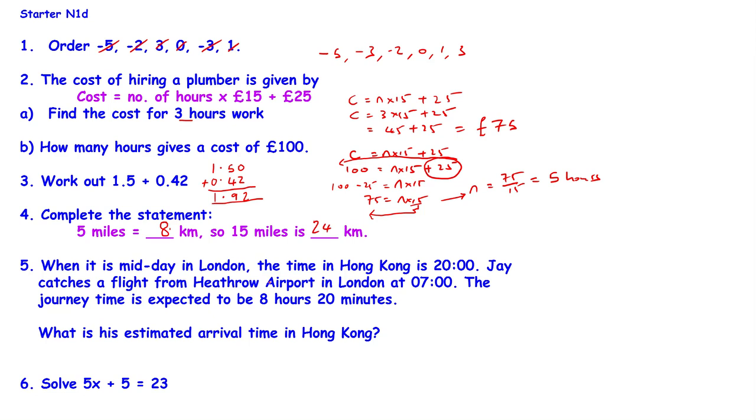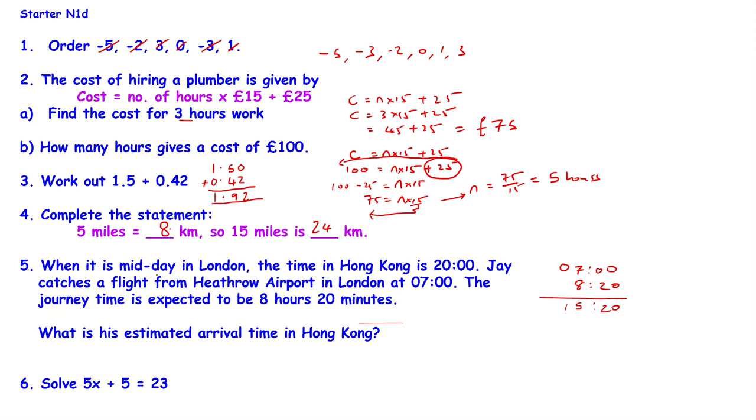Question number 5. When it's midday in London, the time in Hong Kong is 2000 hours. J catches a flight from Heathrow in London at 700 hours, and the journey takes 8 hours and 20 minutes. What's the estimated arrival time in Hong Kong? Well, if he leaves at 700 hours, and it takes 8 hours and 20 minutes, then he's going to arrive at 1520, but that's still London time.